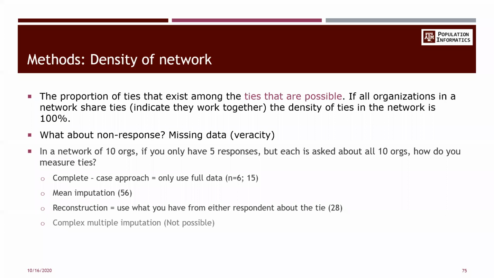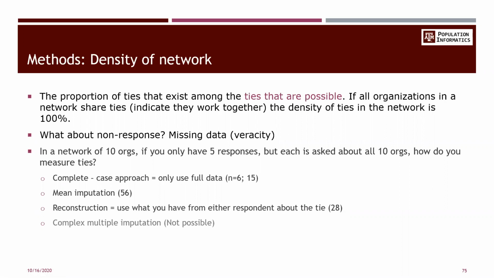Actually, now that the denominator changed, I have potentially 16, and 10 of them responded. If I calculate the density using just the complete cases, is that really reflecting a real change in density or amount of collaborations? Honestly, I don't know. The mean imputation is one where, okay, there's no other choice.